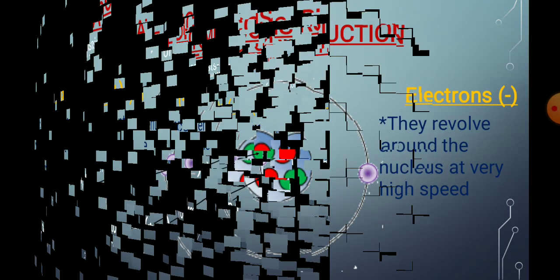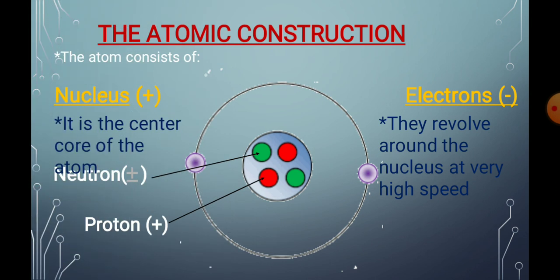And now we are going to talk about the atomic construction. The scientists did many experiments to reach the atomic construction, where they found that the atom consists of two parts: the nucleus and electrons. So what is the difference between them? First, the nucleus. It is the center core of the atom, and it is positively charged. Good reason, because it contains protons, positively charged particles, and neutrons, electrically neutral or uncharged particles.